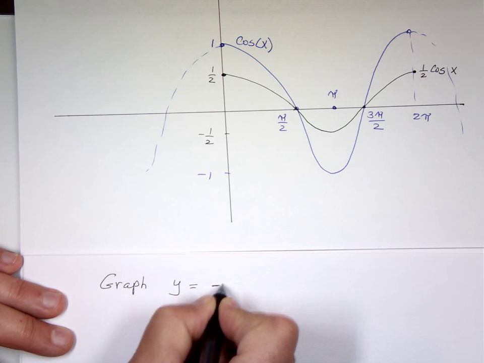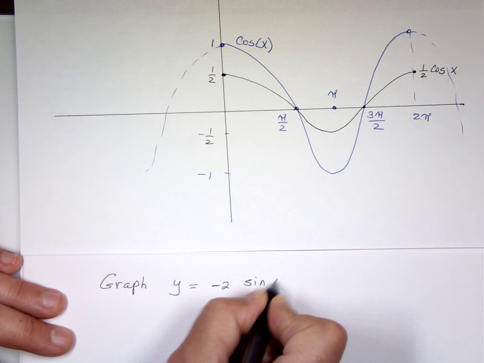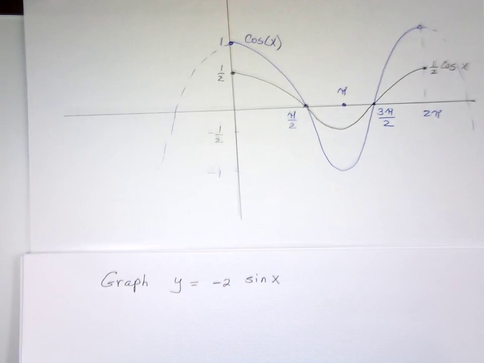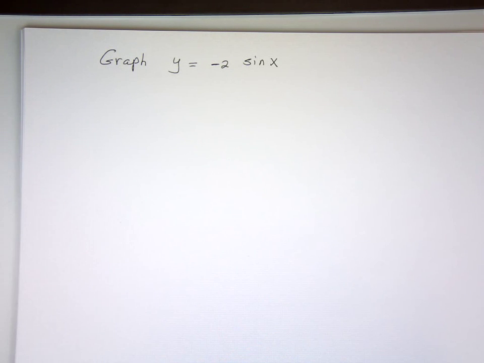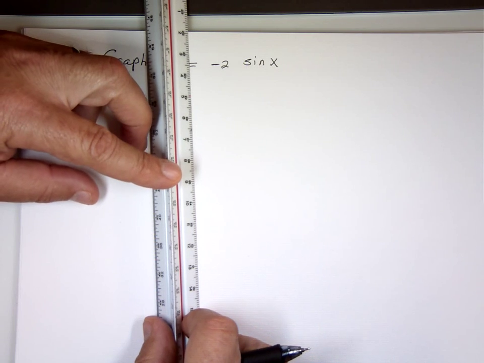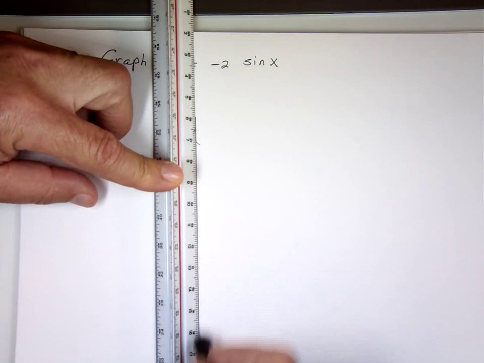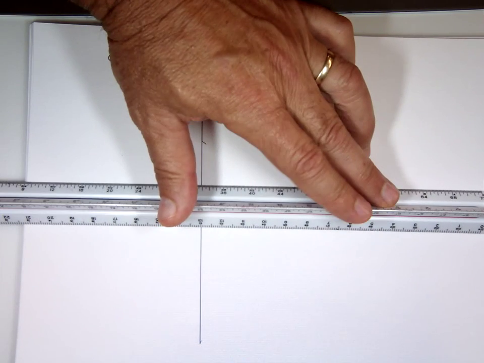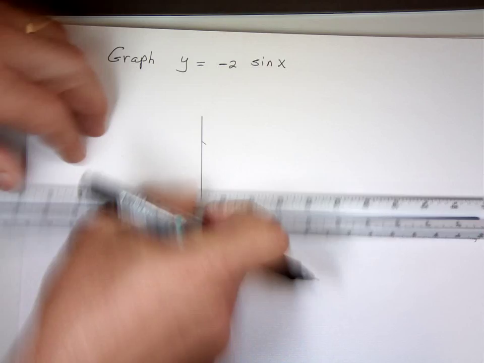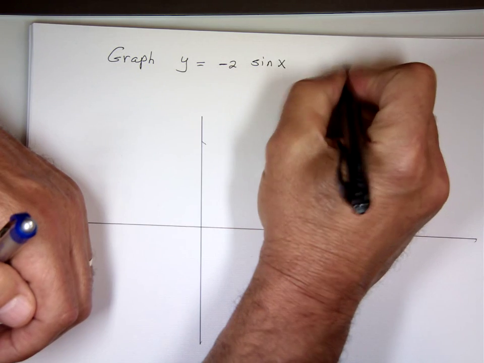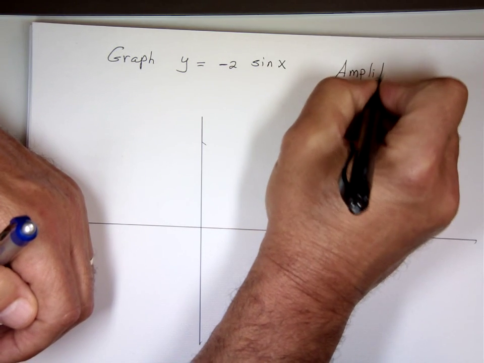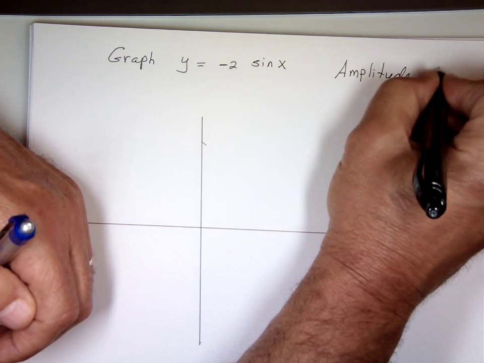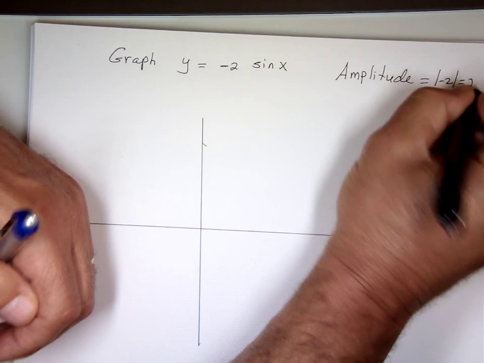Negative 2 sine of x. Negative. My amplitude, what's my amplitude? It's the absolute value of negative 2, still 2. Amplitude will never be negative.